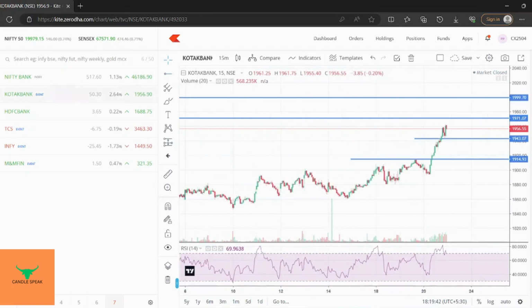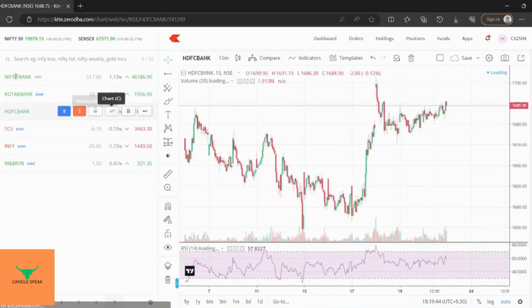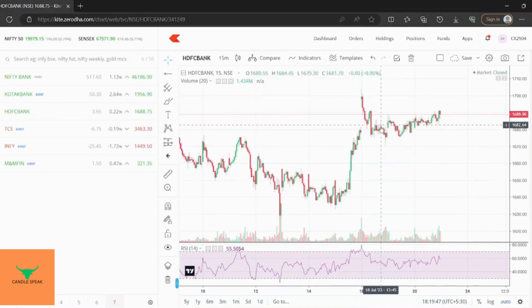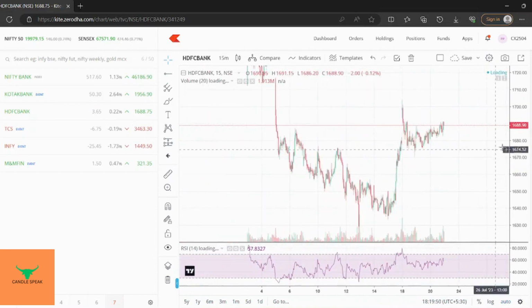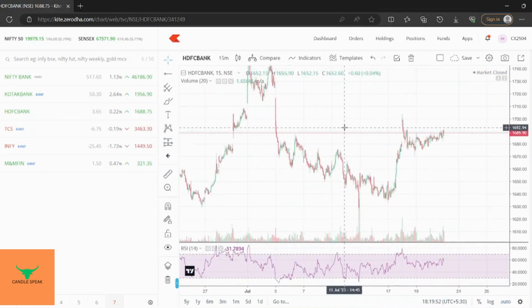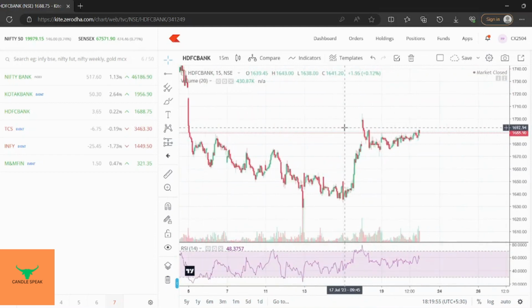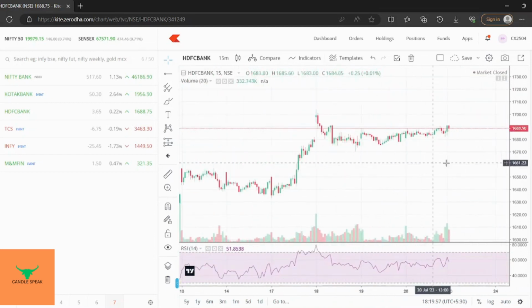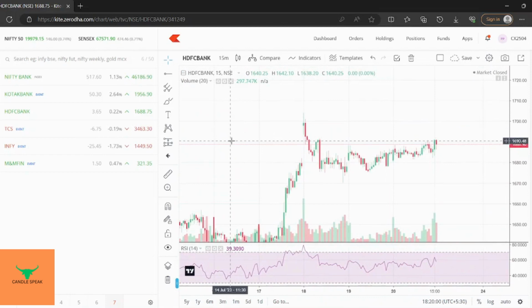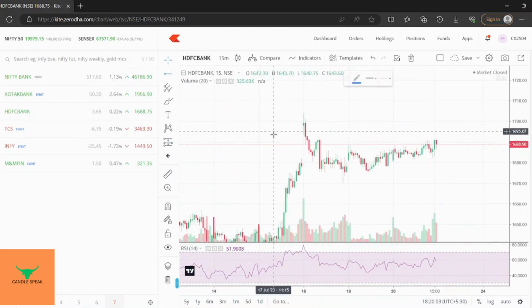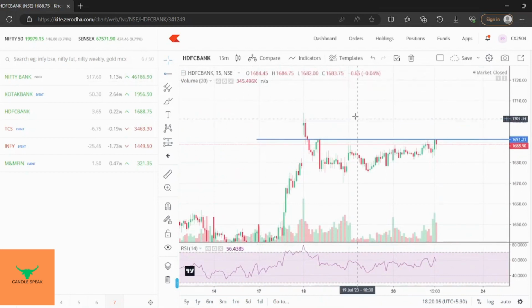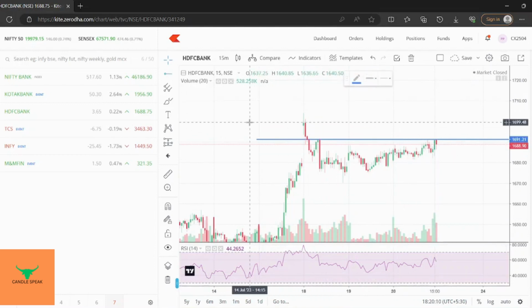So let's move towards HDFC Bank. Same as Kotak Mahindra Bank, in HDFC Bank only plan for buying, don't plan for selling. See, it is trading at its resistance area. This area, 1690, is the resistance area for HDFC Bank. If it gives a breakout of this range, you can plan for a breakout.